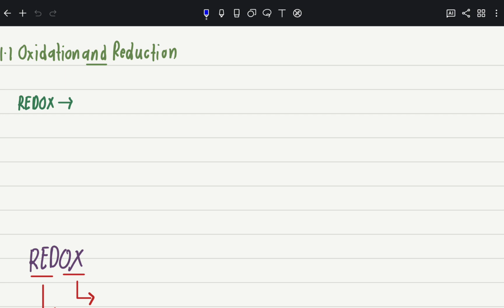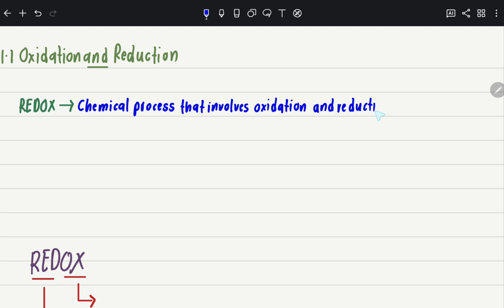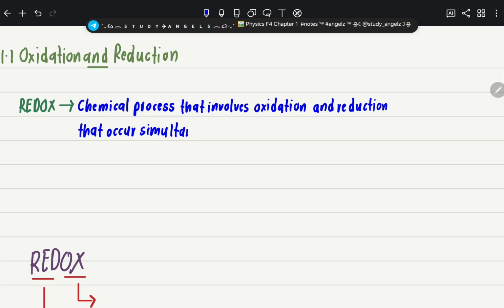So the definition is very simple. Redox is a chemical process. Okay, it is a chemical process. So I already told you just now what a chemical process is. So a chemical process that involves what? Oxidation and reduction that occur simultaneously. Okay, I will show you in your textbook. Simultaneously. If you don't believe me, you can see your textbook.